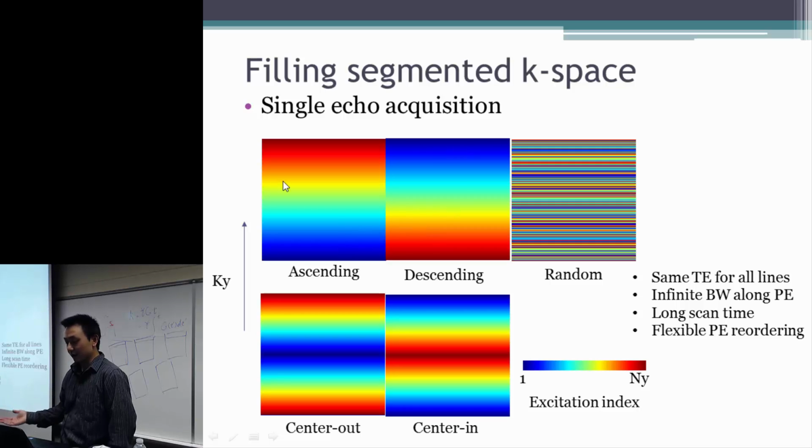And this is of course a very long scan time, because we need to collect each K-space line with a new excitation. So usually this can give you a very long scan time. If we do it with high resolution, sometimes it can go as high as 20 minutes for a gradient echo. But it can give us a flexible phase encoding reordering scheme. We can collect it in any way we want, even random, and in principle it should give you the same image. But sometimes we do need this center-out or center-in method.